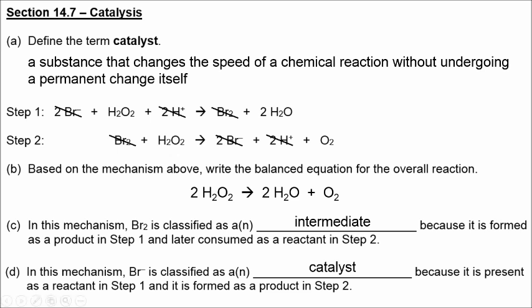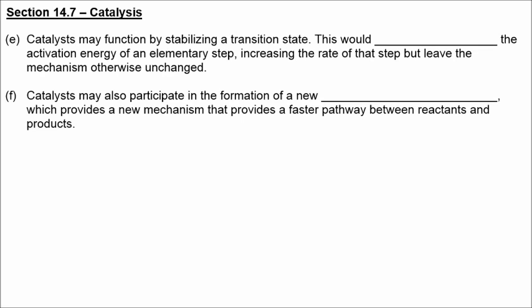So anytime you see a chemical in a two-step mechanism or a three-step mechanism that shows up as a reactant in an earlier step and then later shows up as a product at the end, that's considered a catalyst. A catalyst may function by stabilizing a transition state. Remember, the transition state is the top of the hill. This would lower the activation energy. So when you lower the height of that hill, you're lowering the activation energy, and that means that it's going to be easier for the reactants to be converted to products. So you're essentially making the reaction go faster by lowering the activation energy of a particular step.